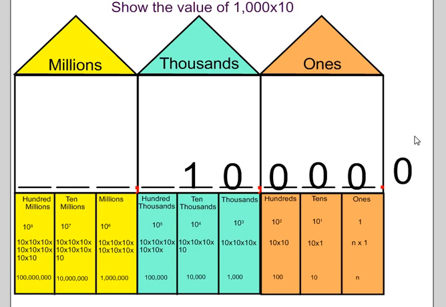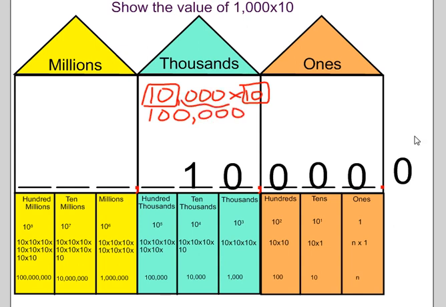What if I have 10,000 times 10 of them? Well, you see that right here. If we take our basic facts of 10 times 10, we get 100. And now we add our 1,000, so we get 100,000. 10 times 10,000 is 100,000.